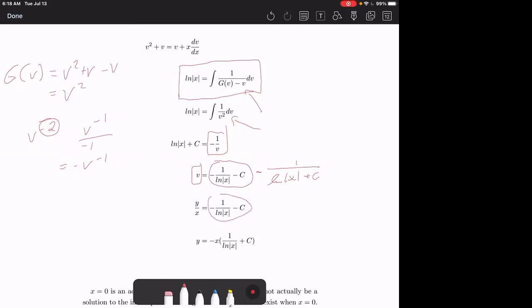So we'll carry that through as we perform this substitution, that v is equal to y over x, but the right-hand side should instead be negative 1 over ln x plus c. And then multiplying both sides by x, we should get negative x over ln x plus c. But on the left-hand side, we have managed to isolate y, so we have an explicit solution.